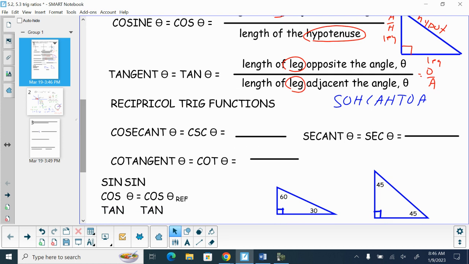We have the reciprocal functions. The cosecant is the reciprocal of the sine of theta. We have the secant, which is the reciprocal of the cosine of theta. And the cotangent is the reciprocal of the tangent.